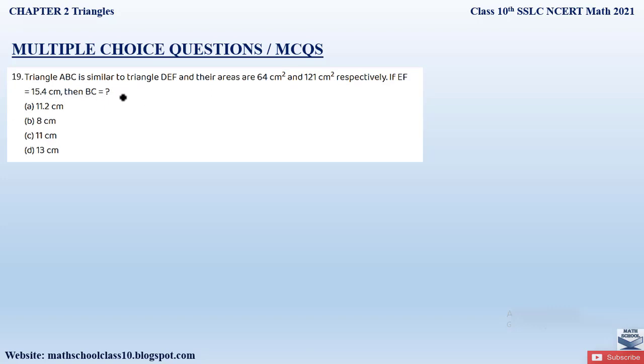So this question is based on theorem 2.6, which we did in our previous question, that is question number 18. So here, area of triangle ABC by area of triangle DEF is equal to square of their corresponding sides. So we have BC square divided by EF square. Here they have given the area of triangle ABC, that is 64, divided by area of triangle DEF, which is 121, equal to BC, the value we have to find out, and EF they have given as 15.4, the whole square.